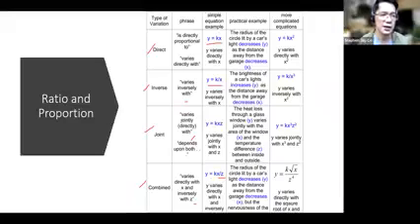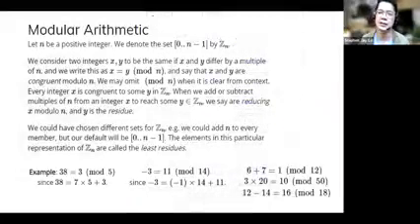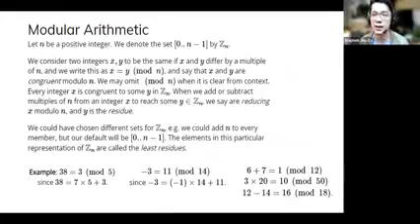Next, what else? We also have in number theory the modulo. So recall also modulo. Modular arithmetic: let n be a positive integer. We denote the set of 0 up to n minus 1 by the integers mod n. We consider two integers x and y to be the same if x and y differ by a multiple of n. We write this as x equals y modulo n, and say that x and y are congruent modulo n. Here we may omit modulo n when it's clear from context. Every integer x is congruent to some y in the integers mod n.